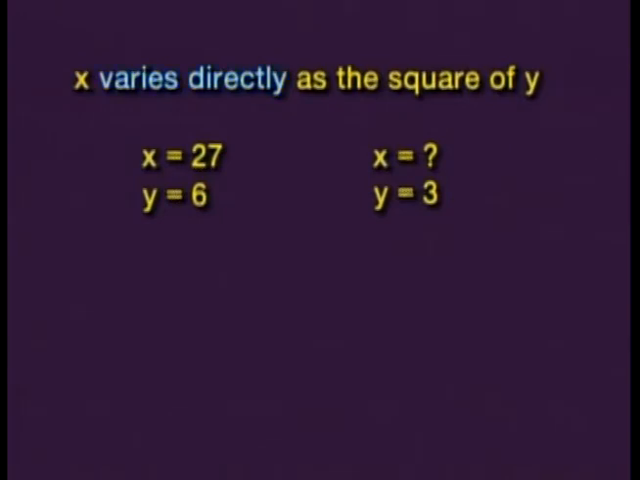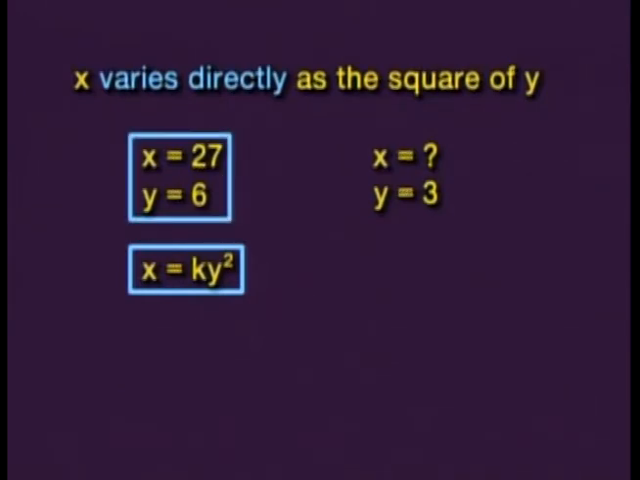The words varies directly tell us that this is a variation problem. X varies directly as y squared is the same as x equals k times y squared. We'll use this general formula to find the value of k. To find the value of k, we'll work with the complete set of information. Substitute 27 for x and 6 for y. Now we can solve for k.